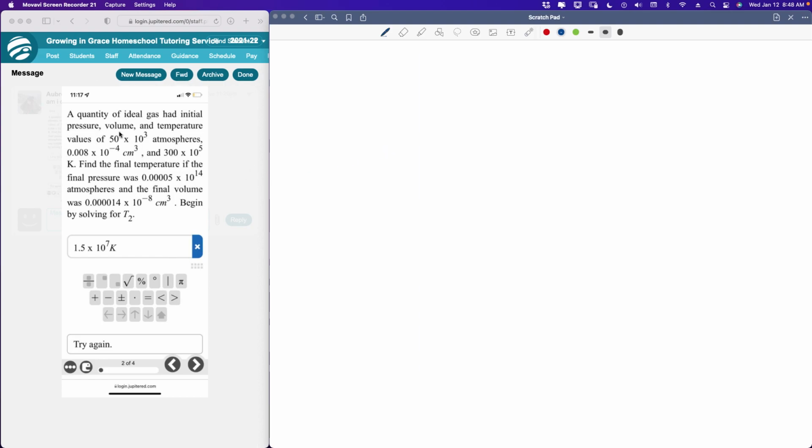Most of what is in here, you can skip over and look at this beginning or this final ending statement. It says begin by solving for T2. So what you have to know in order to get to that point is what the ideal gas formula is. And it's P1 V1 over T1 equals P2 V2 over T2.